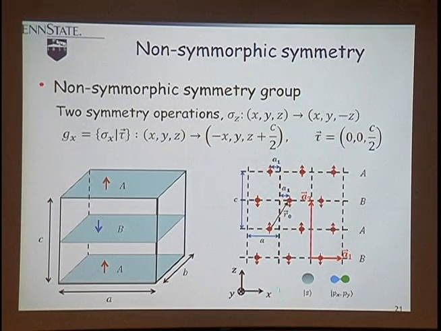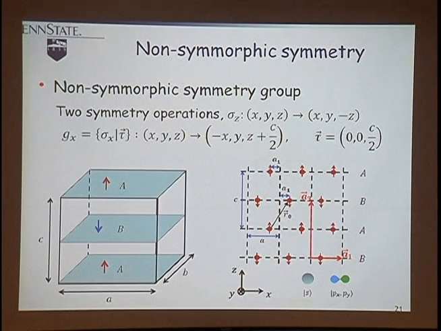Another symmetry operation is this: you take a mirror around the x direction, and the spin will also reverse, because the mirror changes the magnetization direction, so the magnetic moment reverses. Then you shift by half of the lattice constant along the z direction, where the lattice constant is c. And you can see that this lattice goes to this lattice.